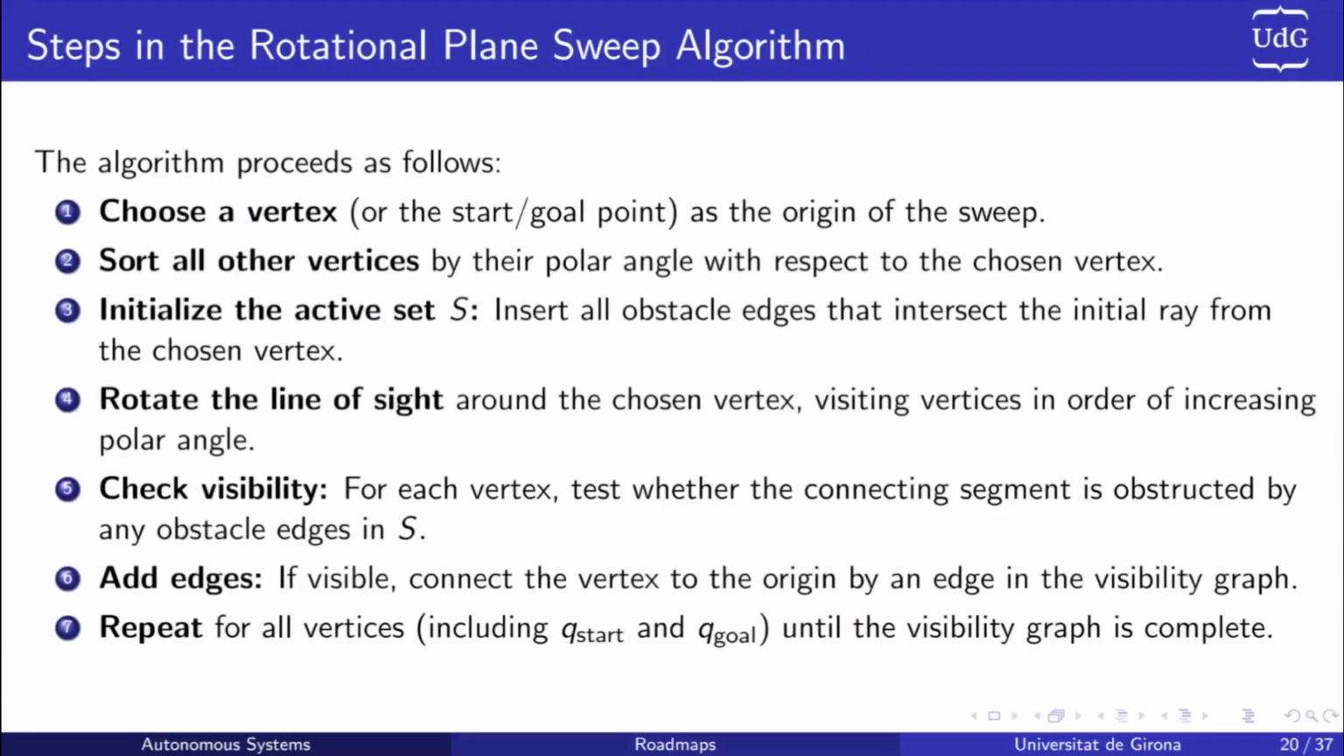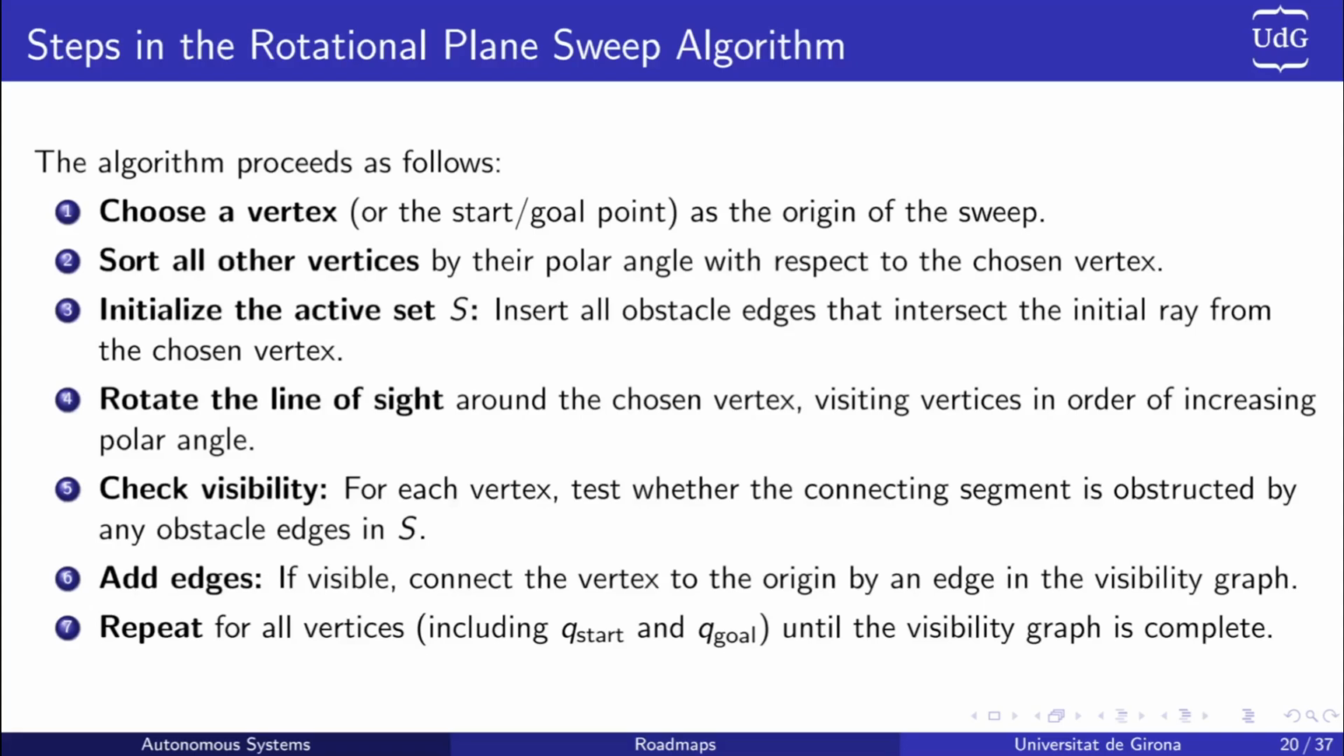Let's see, the main idea of this algorithm, I put here 7 steps, is to choose a vertex, then sort all the other vertices using the angle, we will see how it's done. Then we have what we call the active set, that is this S. We will first initialize this active set. I will show you later how this is done. And then we are rotating, which is why it's called rotational plane sweep, because we rotate following this sorted order, and basically we are creating an edge that rotates. However, we don't have to check all the vertices to see if the connection is there or not.